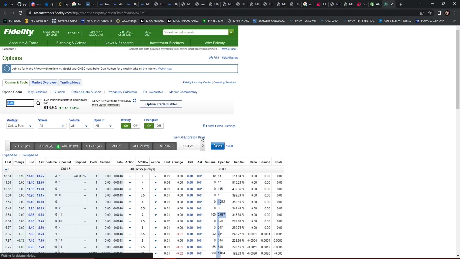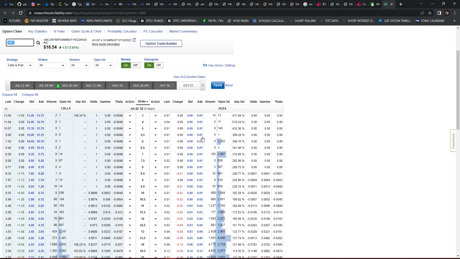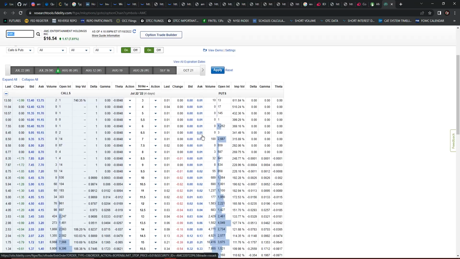I am glad that I bought shares. I had calls in the morning, sold those pretty early on, and then I waited for that dip and got in for shares underneath that $16 mark. So I'm happy. But anyways, let's take a look and see what's going on in the options chain real quick for this week.